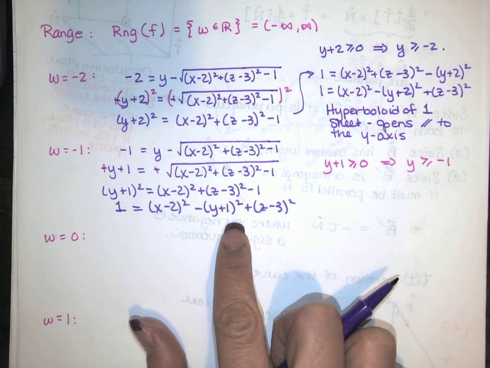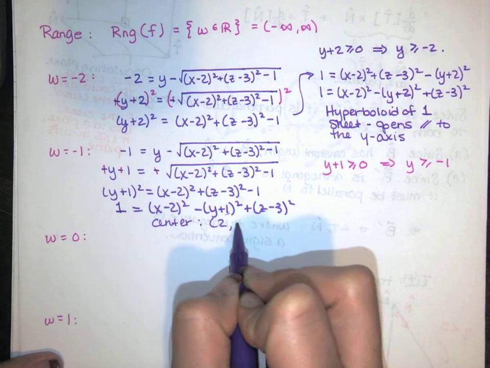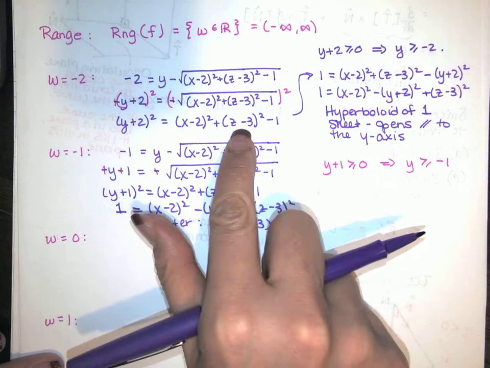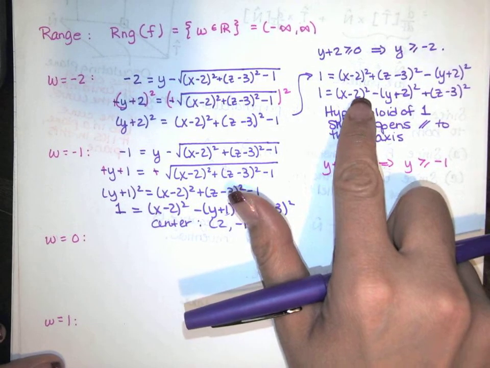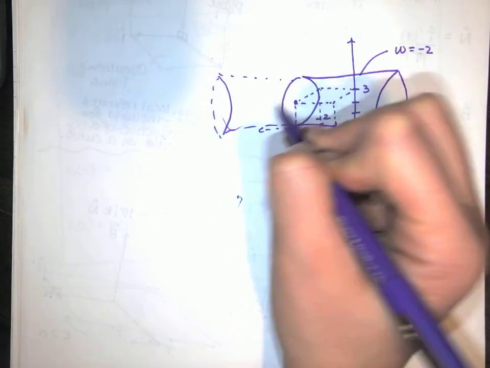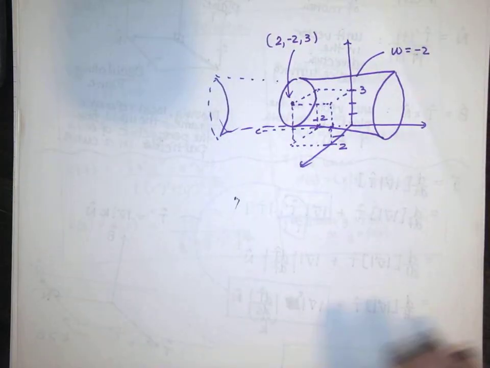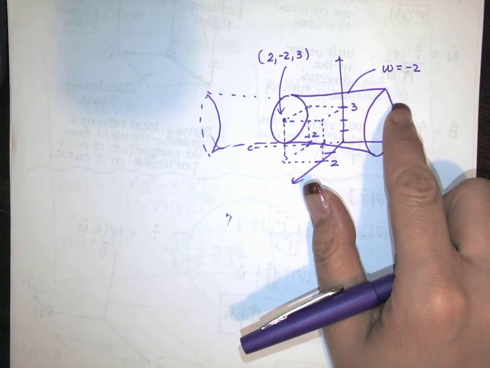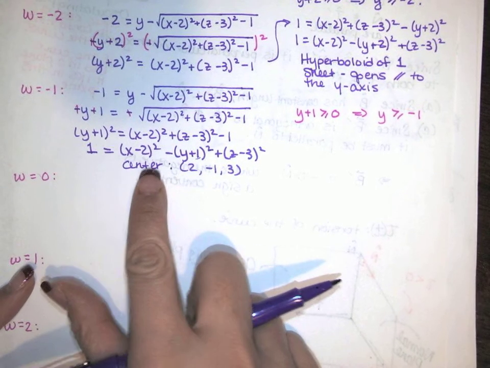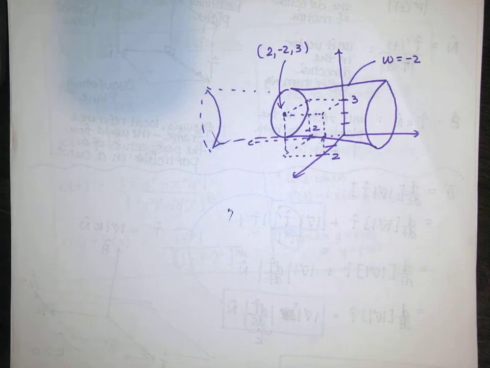But the center is different this time. The center is 2, negative 1, 3. Remember, we take the opposite of those numbers. The center of this one was 2, negative 2, 3. So that was our center before. So our center was 2, negative 2, 3 when w was equal to negative 2. Now it looks like over here we have a center of 2, negative 1, 3 when w equals negative 1. See a pattern?